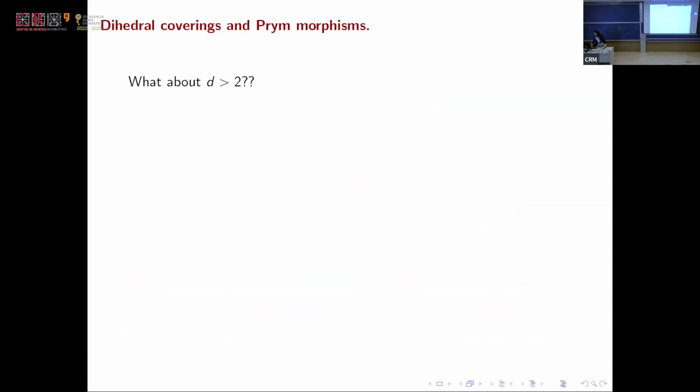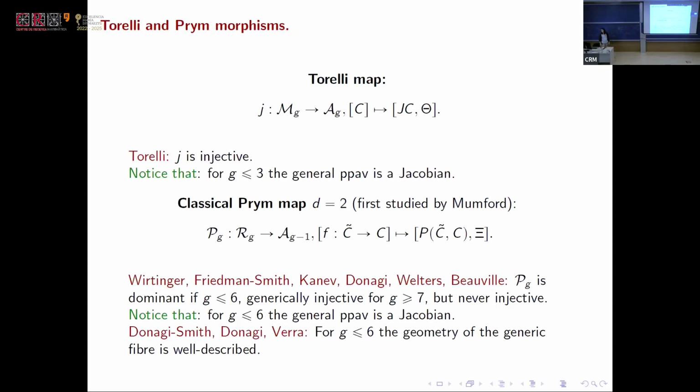And so finally, we arrive at the main problem that I want to discuss today, which is related to a specific kind of coverings and the Prym varieties associated with them. So the question is, what about d greater than 2? Because the case d equal 2 is very classical, but the case d greater than 2 is not that classical. There is not a lot in the literature.